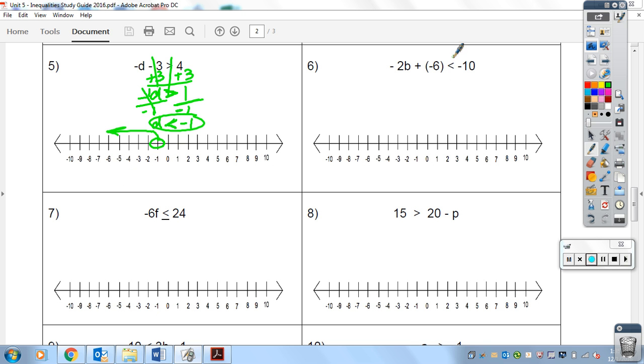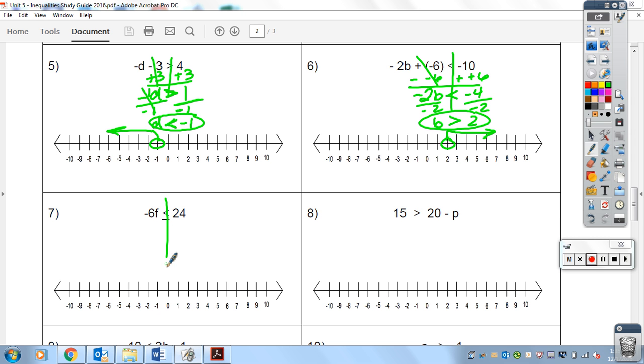Number 6 is another 2-step. Someone added -6, so I'll subtract -6. That'll cancel that. I have -2b is less than. Don't do subtraction, do keep, change, change. They fight, the negatives win by 4. Divide by -2, divide by -2, I get b, +2, and yes, the symbol flips because I divided by a negative. Go to 2, it's an open circle, less ink is less ink. B is on the big side, so I go to the right.